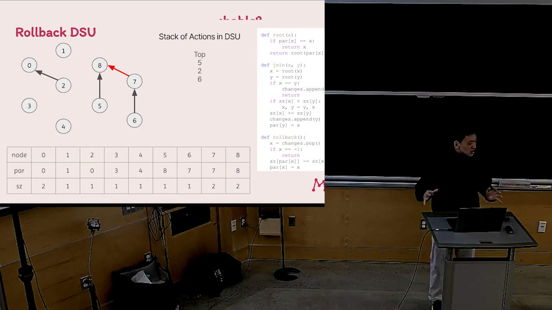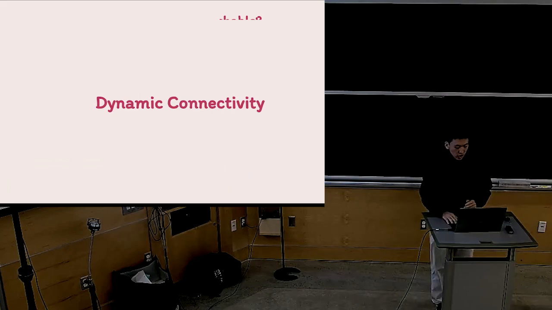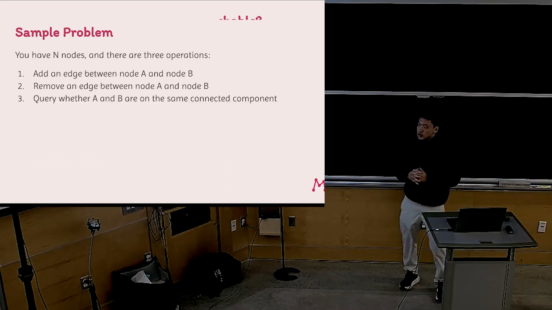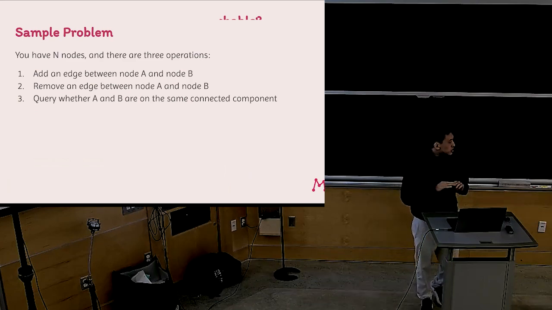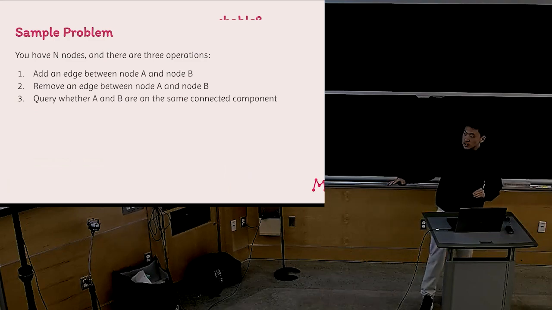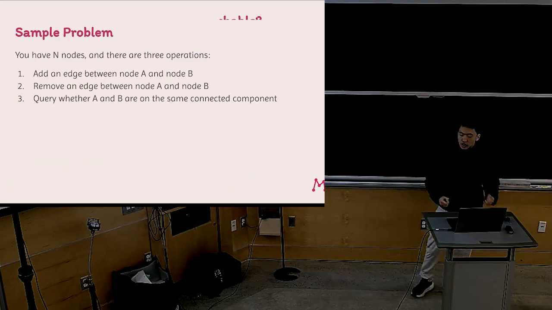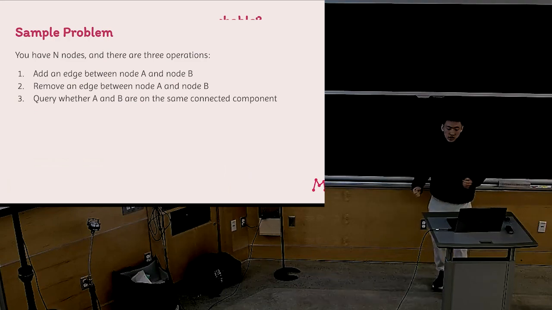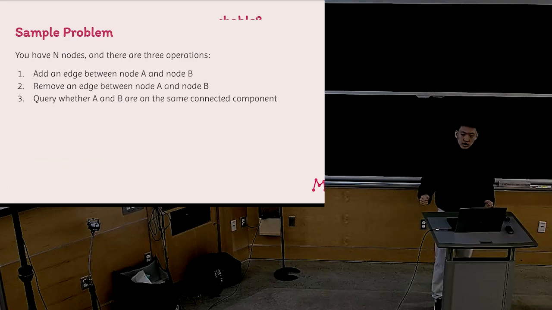What we can do with this is extend this idea to solve a much more complicated problem in a similar vein, which is the problem of dynamic connectivity. So what is this problem? Well, now, instead of being able to undo the last edge that we added, we add an edge, and then we can remove any edge that has been added. And we query whether A and B are on the same component. So now, can anyone tell me why, for example, directly applying DSU with rollbacks isn't going to exactly solve this problem?